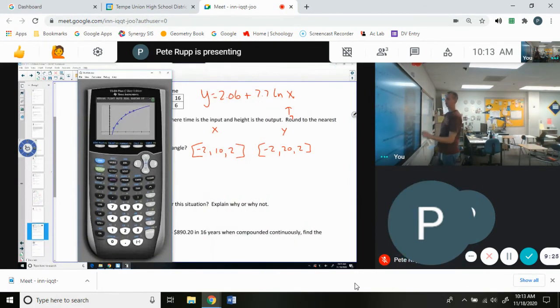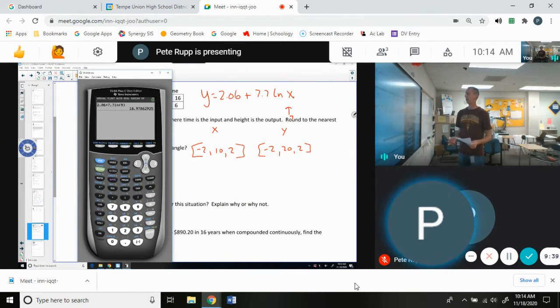And go ahead and type that in. It's 2.06 plus 7.7 natural log of 9. Hit enter. And your tree is going to be approximately, let's see, 18.98 feet tall.